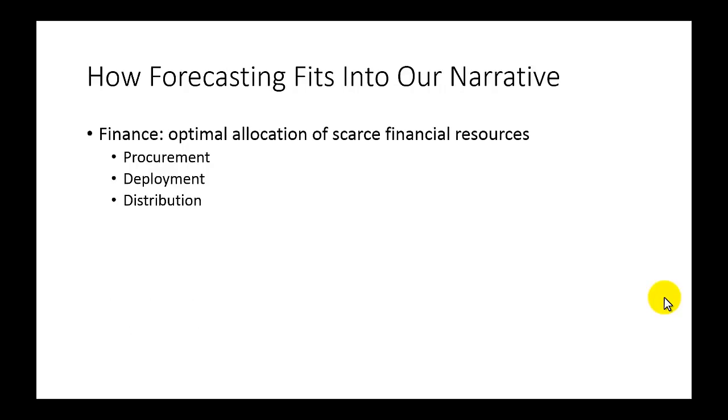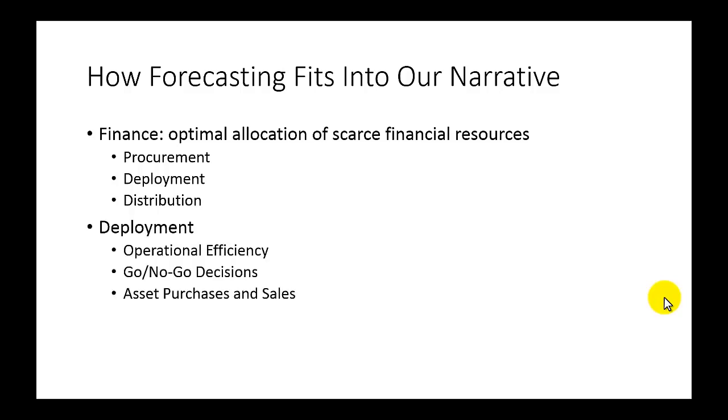But more to the point, I want to show you how forecasting fits into the narrative of our class. So we've already said finance is the optimal allocation of scarce financial resources, broken into three subcategories: procurement, deployment, and distribution. We broke optimal deployment into three subcategories: operational efficiency, the go, no-go decision, and asset purchases and sales. We said that when you're trying to make a go, no-go decision, or when you're trying to purchase or sell assets, what you're really trying to do is pin down a value. You're trying to lock down a value for an investment proposition or for a specific asset.